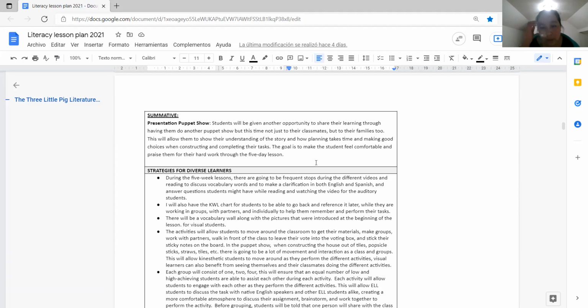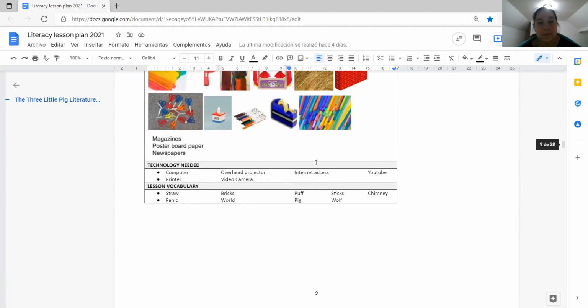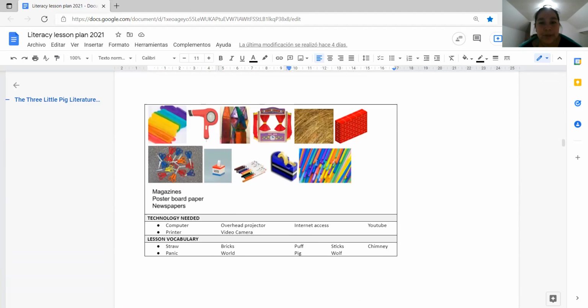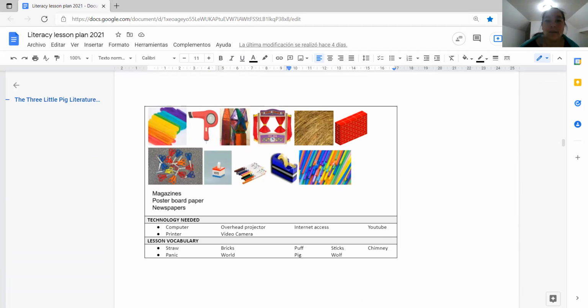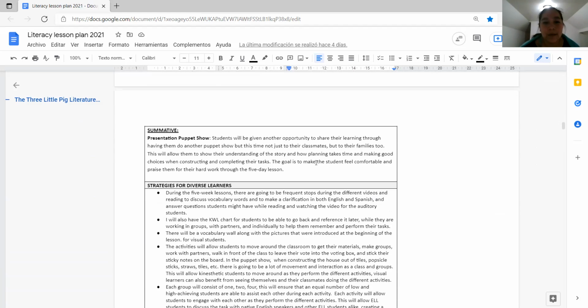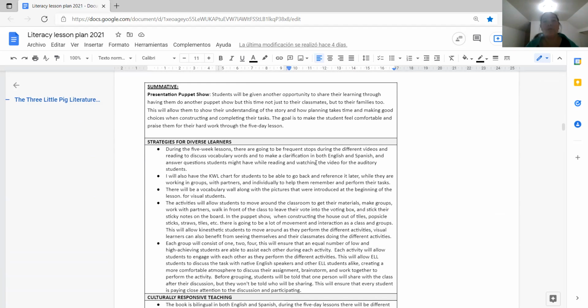The goal is to make the students feel comfortable and praise them for their hard work through the 5-day lesson. So the summative is where they show everything they learned by arranging the classroom, setting up for the show, making their puppets, and making the houses out of straws, bricks, and popsicle sticks. This will show how they learned the content by building their houses and all that.